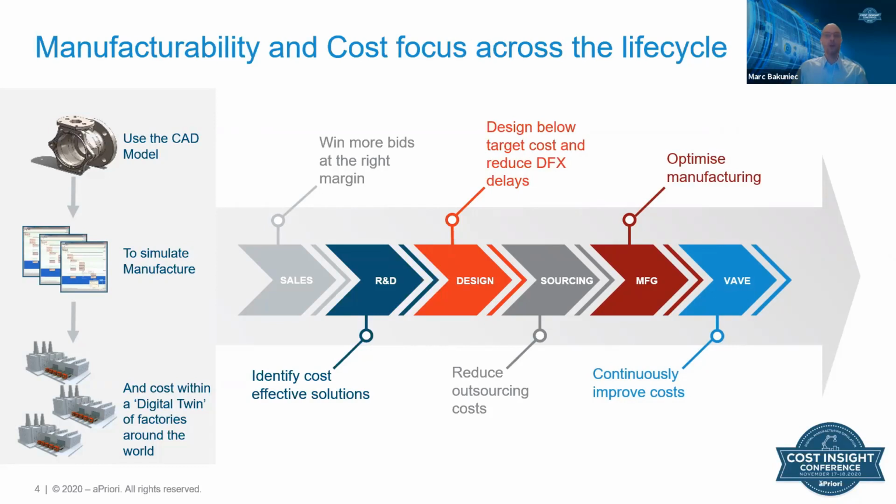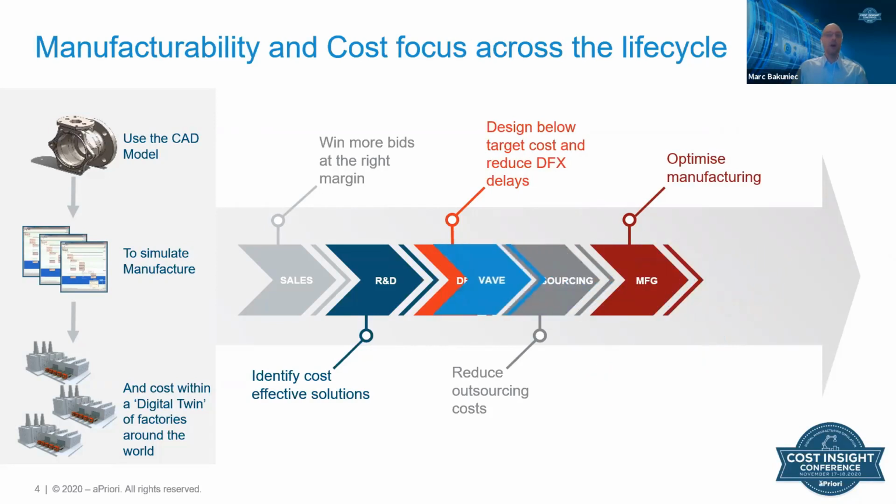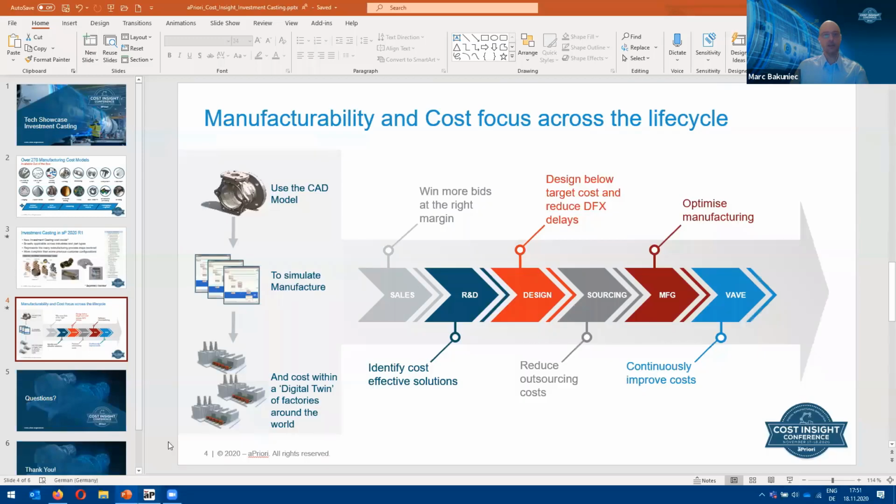Our general goal with aPriori is to avoid the value engineering process and to do the things right from the beginning. So when we're designing our product, make sure we have a cost-effective, manufacturable part, so that we can avoid having to do value engineering activities after the product is released to market. And with that, we will jump into the actual demonstration of the investment casting cost model.